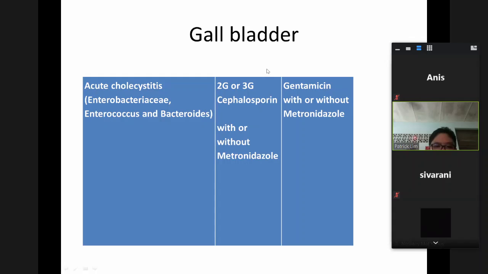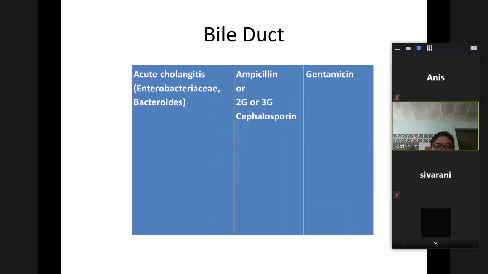We can also have another option to give gentamicin with or without metronidazole. Other than that, for a disease of the bile duct known as acute cholangitis, which can be due to Enterobacteriaceae or Bacteroides, we can give ampicillin or second generation or third generation cephalosporin. Or as an alternative, we can give gentamicin.